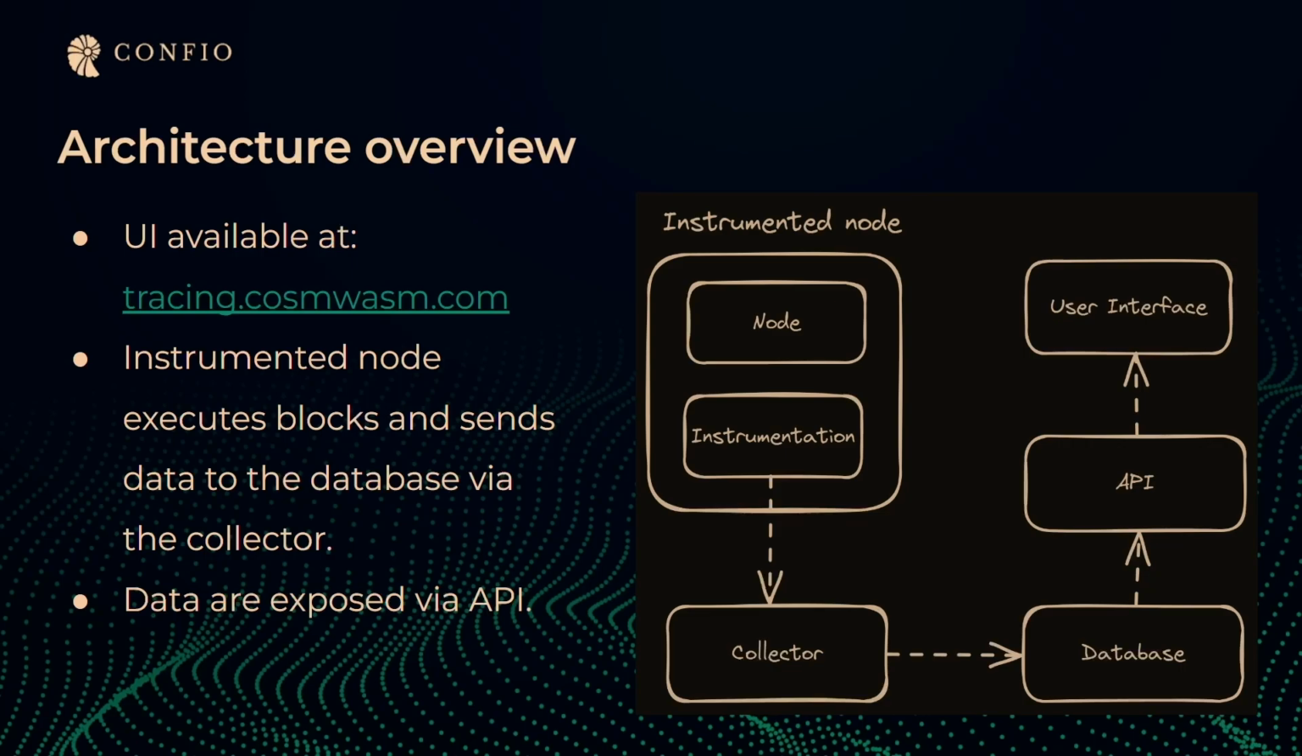It's free to use. You can check it out. At the moment, we support only 3 chains. We support Kujira, Neutron, and Terra, mainnet and testnet. But we are looking to support more and more chains.